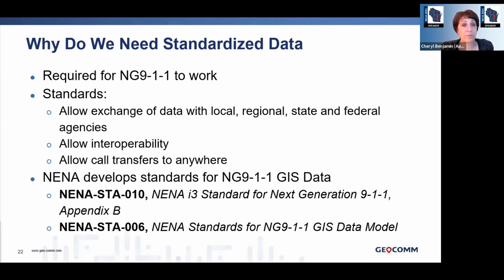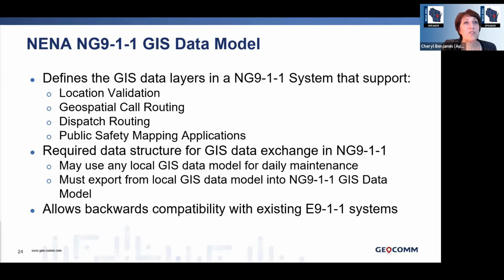So the GIS data model is going to define all of your GIS data layers that are going to support lots of functional elements. We already talked about location validation and geospatial call routing. And in addition to those, next-gen is still going to be used for your dispatch routing and your public safety mapping applications, your functionality within your PSAP.